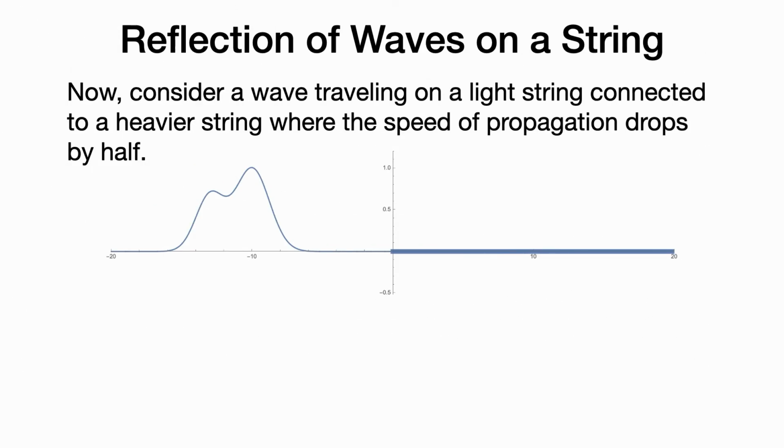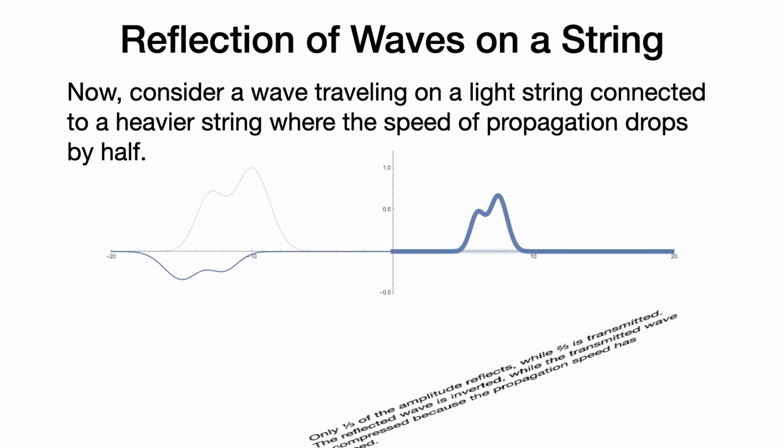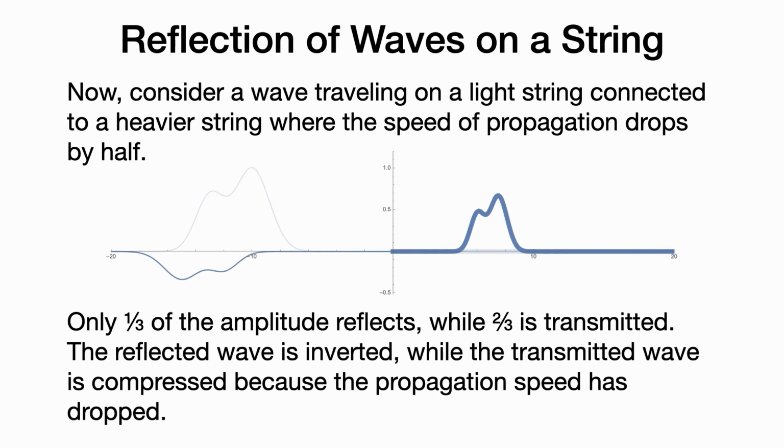Now consider a wave traveling on a light string connected to a heavier string where the speed of propagation drops by half. As the wave hits the boundary between the light and the heavier string, we get reflection, which is inverted, and some transmission. It turns out that only about 1/3 of the wave amplitude is reflected, while 2/3 is transmitted. The reflected wave is inverted, while the transmitted wave is compressed because the speed of propagation has dropped.